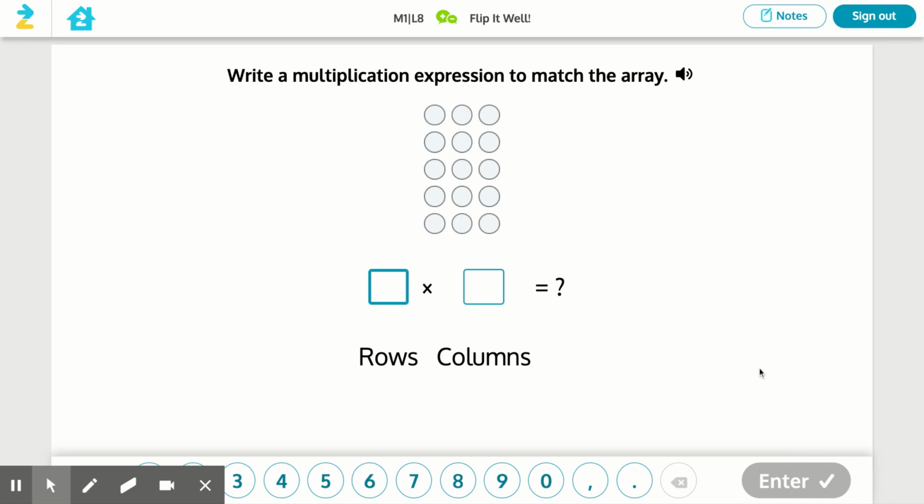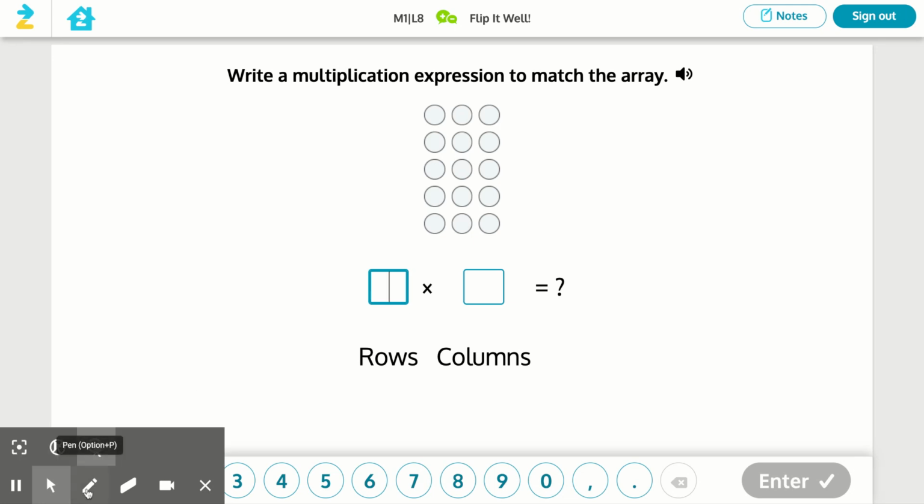All right, now it's time for you to provide some answers in your Nearpod. We are going to write a multiplication expression to match the array. When we write an expression, that means we do not have to give an answer. So please tell me how many rows times how many columns. You do not have to write the answer yet because we're just writing the expression. In your Nearpod, tell me what times what. That'll be your expression. Do that now.